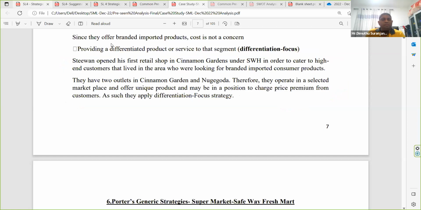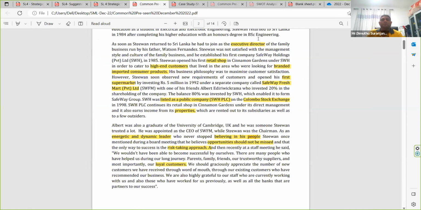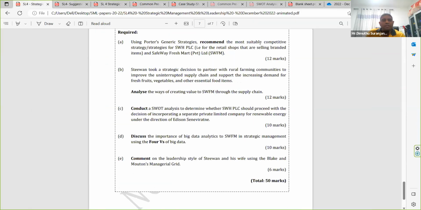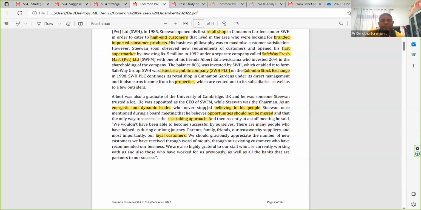I hope it's clear for you. First part. Then the second area. What is the other one? Safeway Fresh Mart Limited. Do we have information on Safeway Fresh Mart? It's a supermarket, Safeway Fresh Mart Limited, with one of his friends, Albert Vikram, who invested 20% in the shareholding of the company. The balance 80% was invested by SWH. We'll see whether we can find more information about this Safeway Fresh Mart.